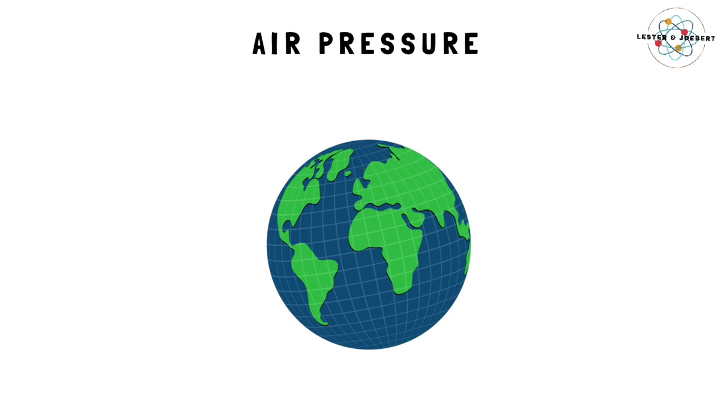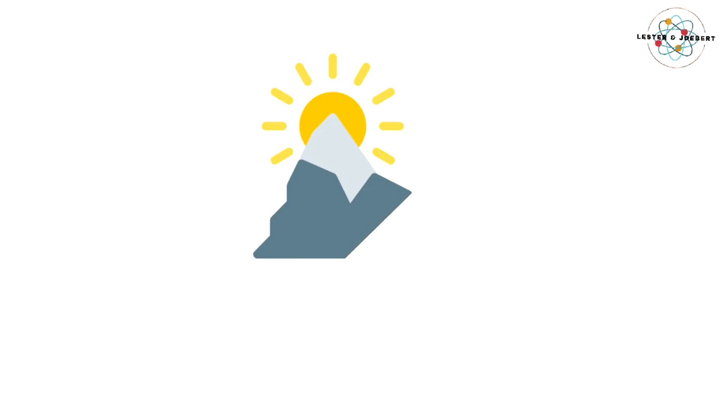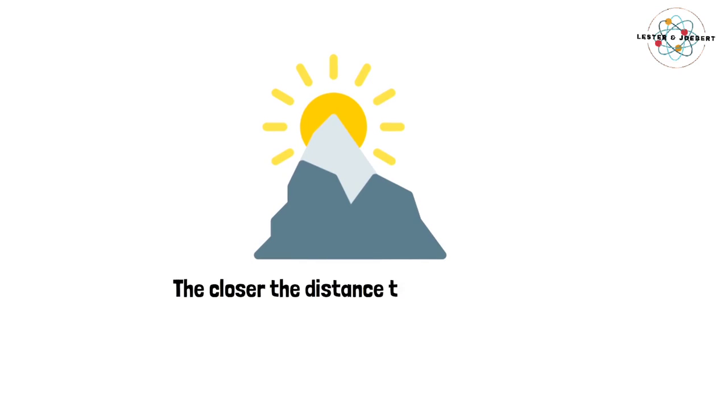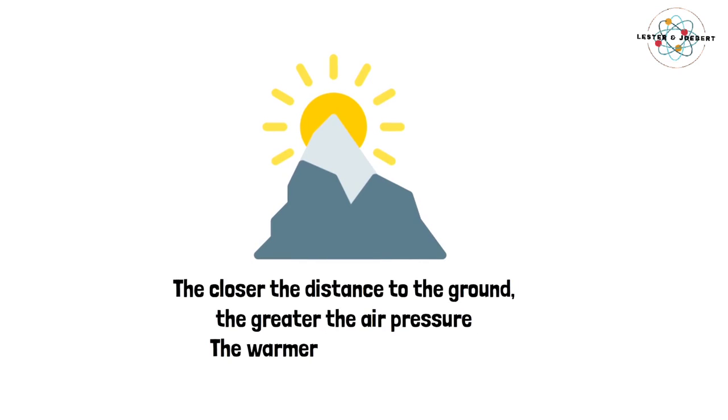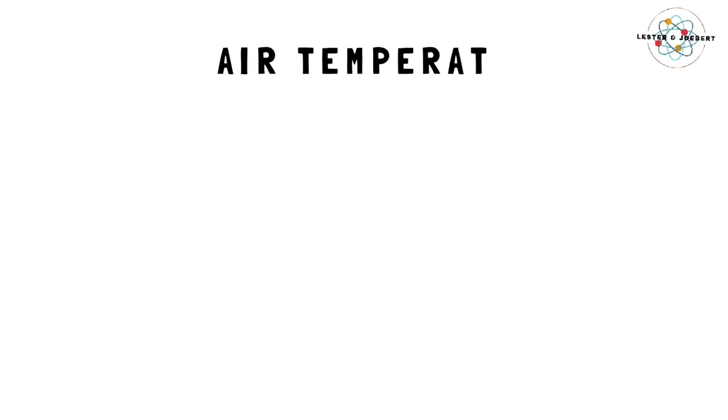The air around us has weight, and it presses against everything it touches. The air exerts force on the surface as gravity pulls it to Earth. So air pressure changes with height and when temperature changes. The closer the distance to the ground, the greater the air pressure, and the warmer the temperature, the lesser the air pressure. Next is we have the air temperature.